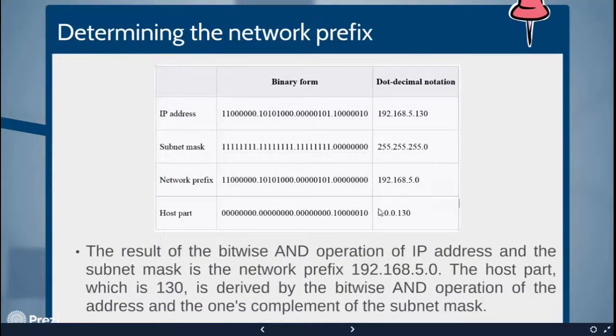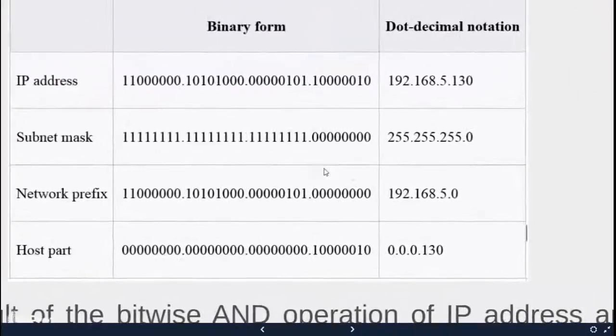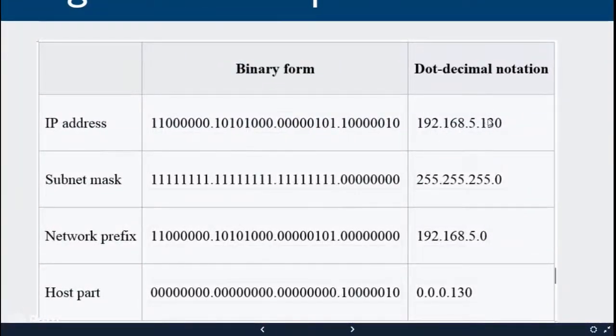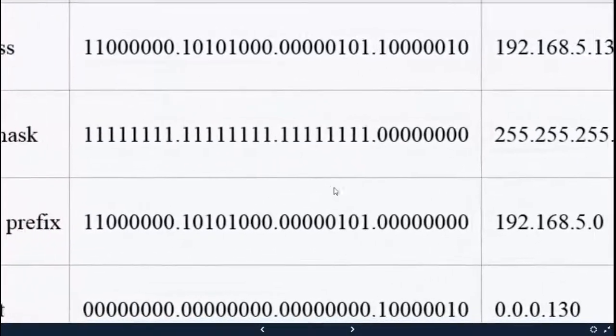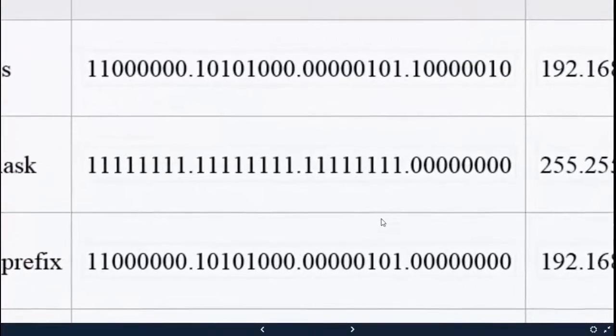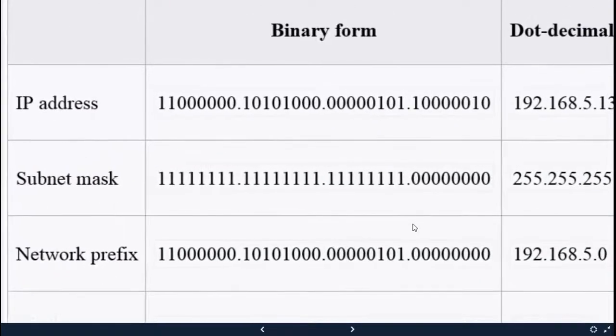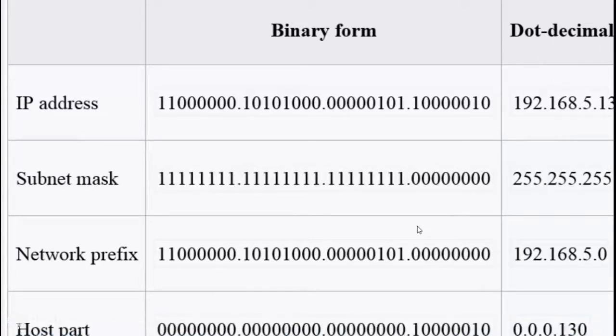Okay, so this is the binary address format. So this is the equivalent. This is the dotted decimal notation, and this is the binary form. Okay, and then this is the network prefix 192.168, and then the host part. Okay, so how is the network prefix derived? Okay, so it was actually a combination, or the proper term for that is the logical AND operation.